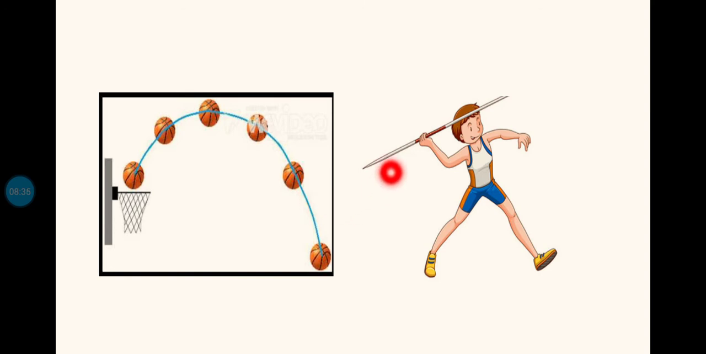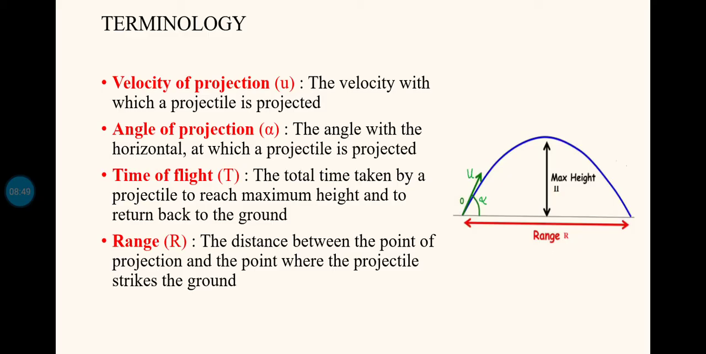Here also, once the javelin is thrown, it will initially move in the upward direction, then finally it will move downward, creating a curved path. These are all examples of projectile motion. Now before moving to the final topic, we must have some basic idea about the terminologies used in this field. I will explain them one by one. The first important term is velocity of projection u.